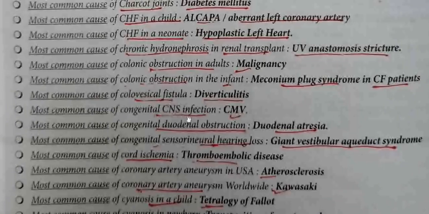The most common cause of congenital sinus infection is CMV, and the most common cause of congenital duodenal obstruction is duodenal atresia. The most common cause of congenital sensorineural hearing loss is giant vestibular aqueduct syndrome. The most common cause of cord ischemia is thromboembolic disease, and the most common cause of coronary artery aneurysm in the USA is atherosclerosis, and worldwide is Kawasaki disease.